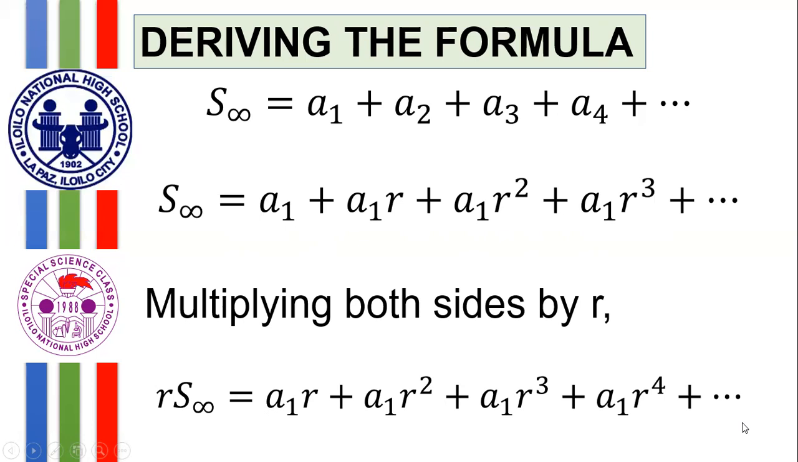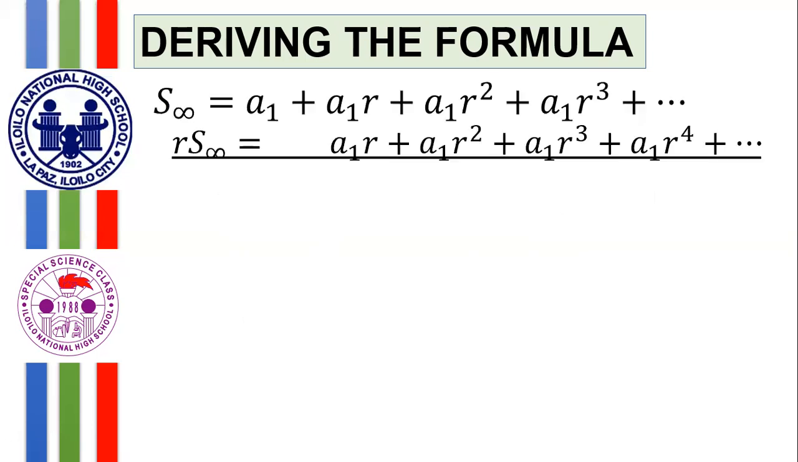And what did we do again earlier? We align those terms that are the same, and we subtract both sides of the equation to eliminate terms that are the same. So S sub infinity subtracted by r S sub infinity gives S sub infinity minus r S sub infinity equals a sub 1 minus 0 here. So that's a sub 1. A sub 1r minus a sub 1r will be 0. In fact, everything here will become 0.